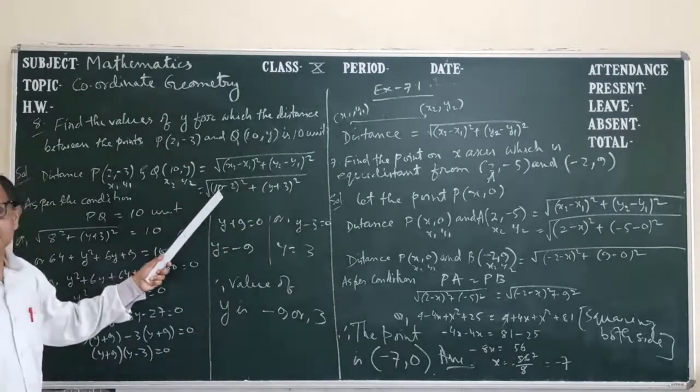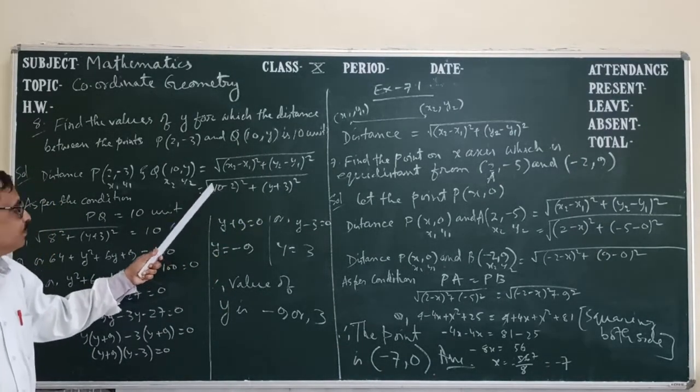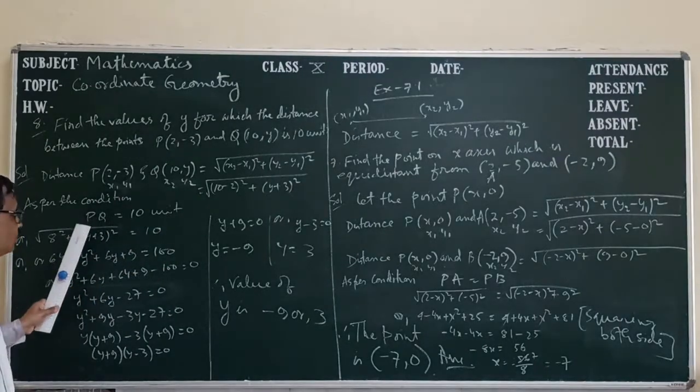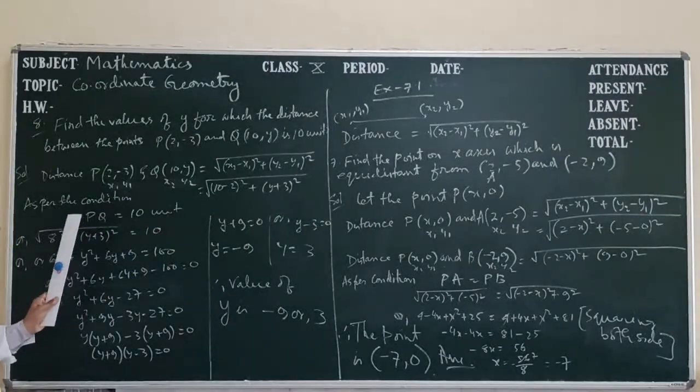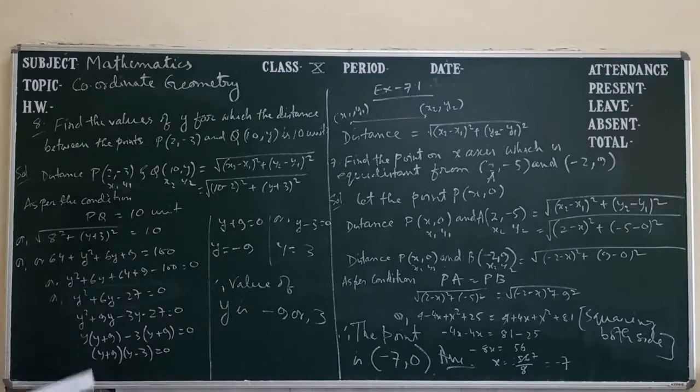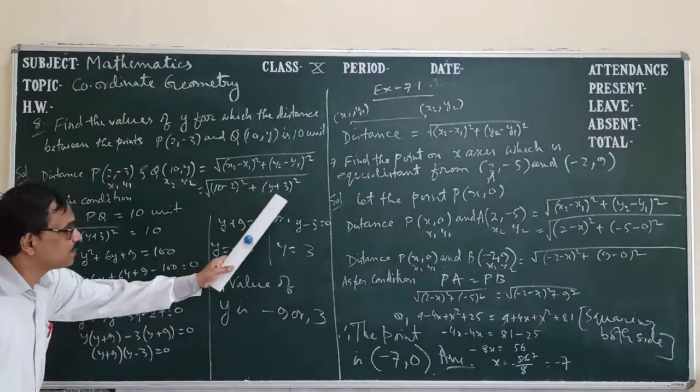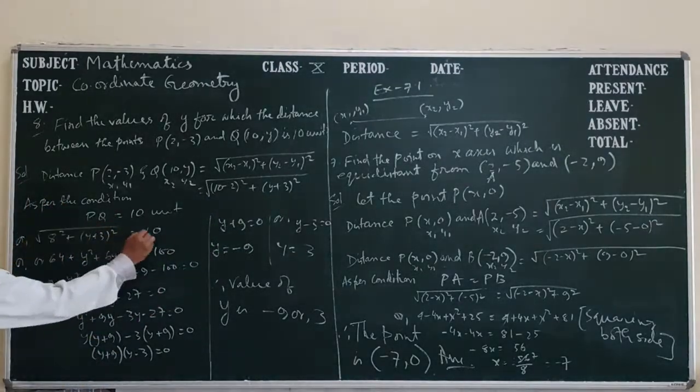Now this distance PQ is given as 10 units. As per the condition, PQ is 10 units. So PQ means this distance, and we have written PQ is equal to 10.